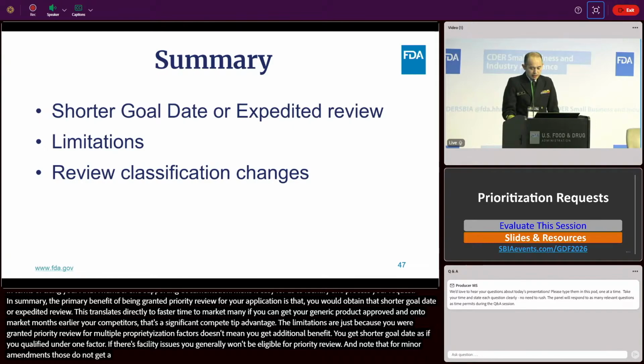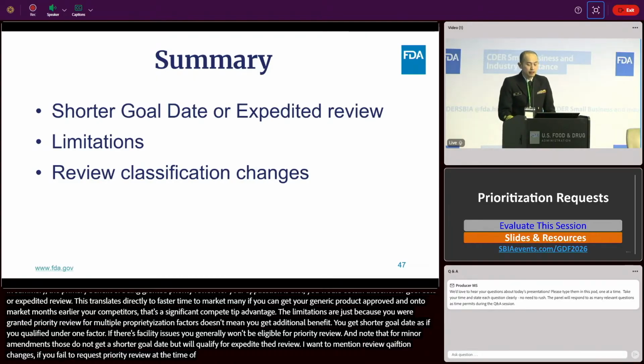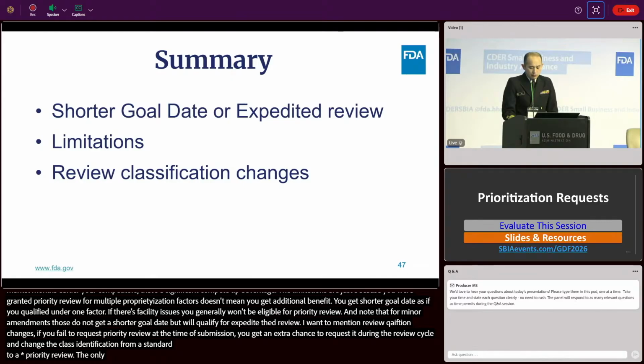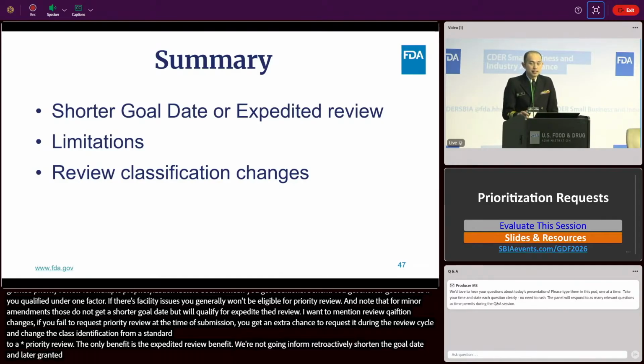I also want to mention review classification changes. If you fail to request priority review at the time of submission, you still get an extra chance to request it during that review cycle. We can change that classification from a standard to a priority review, but the only benefit would be the expedited review benefit and not the shorter goal date, which is better. So we're not going to retroactively shorten the goal date if we later grant priority review, but we would change the classification from a standard review to a priority review.